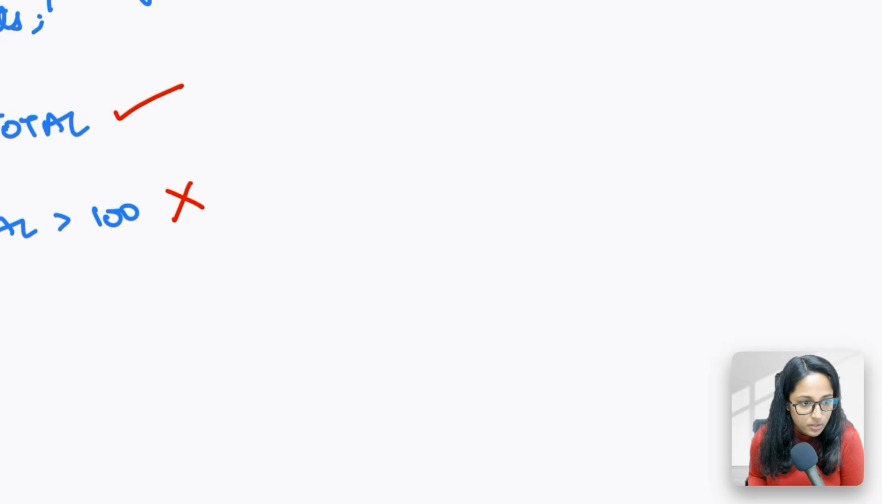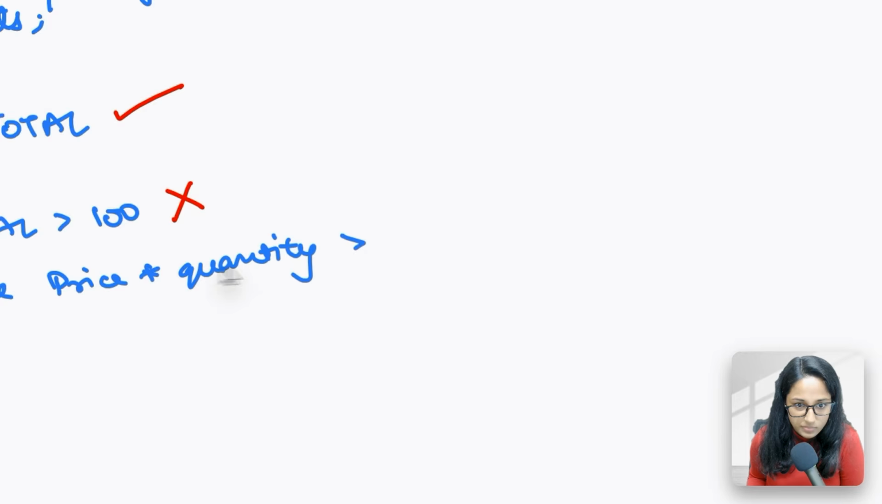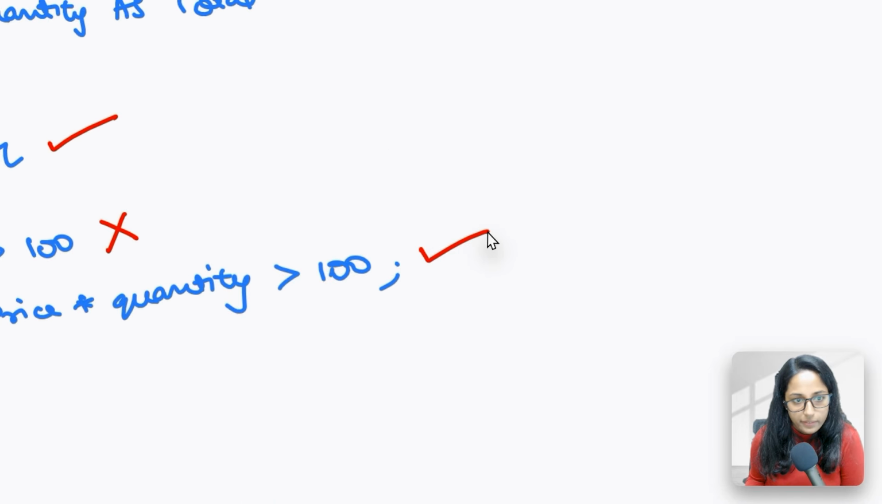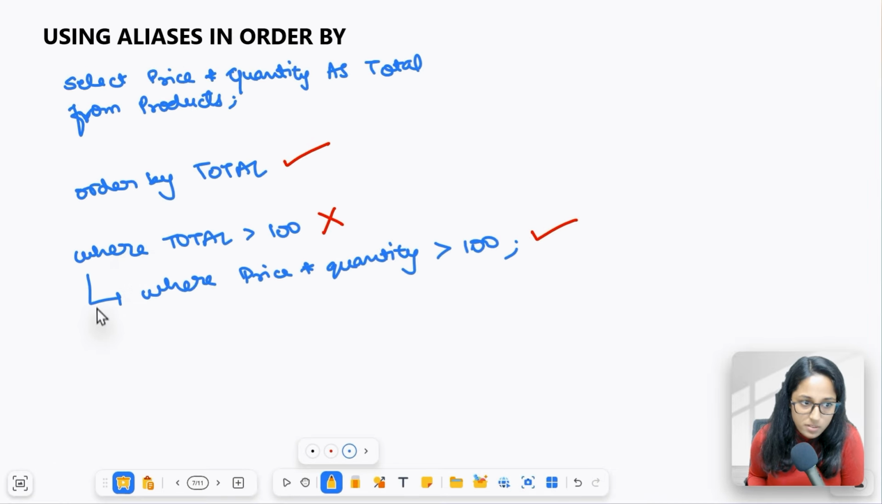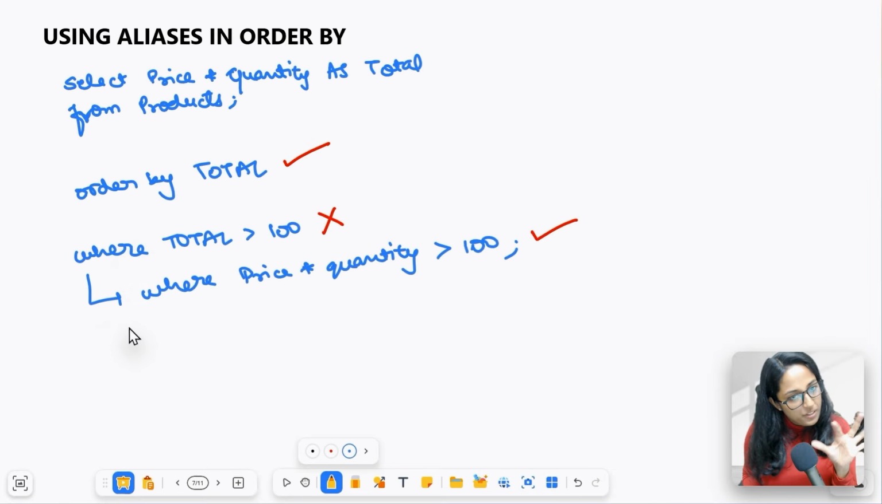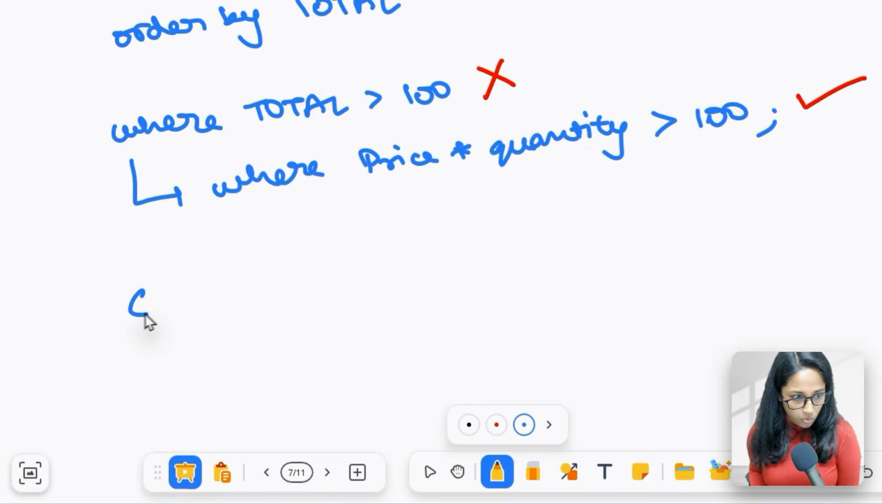So instead of this, we need to write where price star is greater than 100. So this will be correct. In a similar way, group by also works the same as the where. Whenever we are mentioning the group by keyword, we need to mention the multiple columns which we are trying to make it as one, instead of directly using our new column. So group by for that as well.